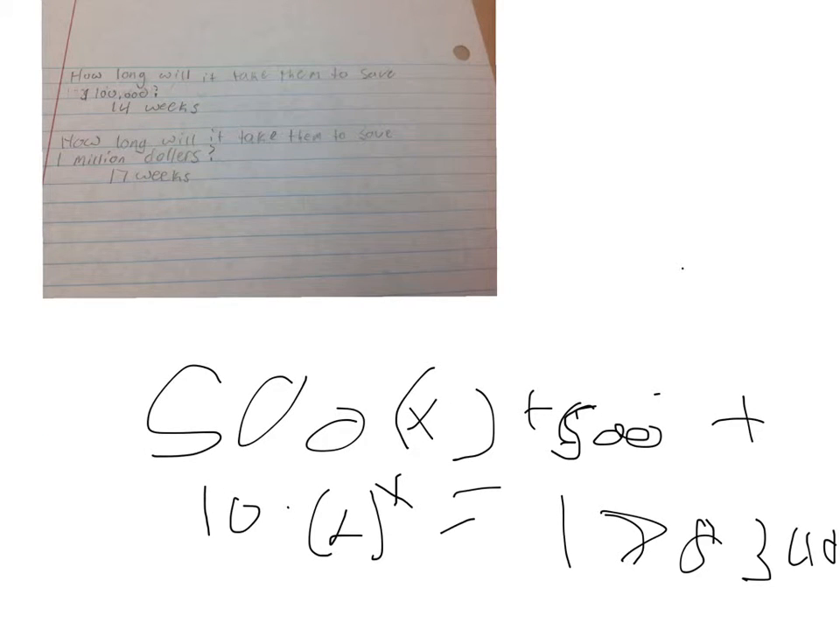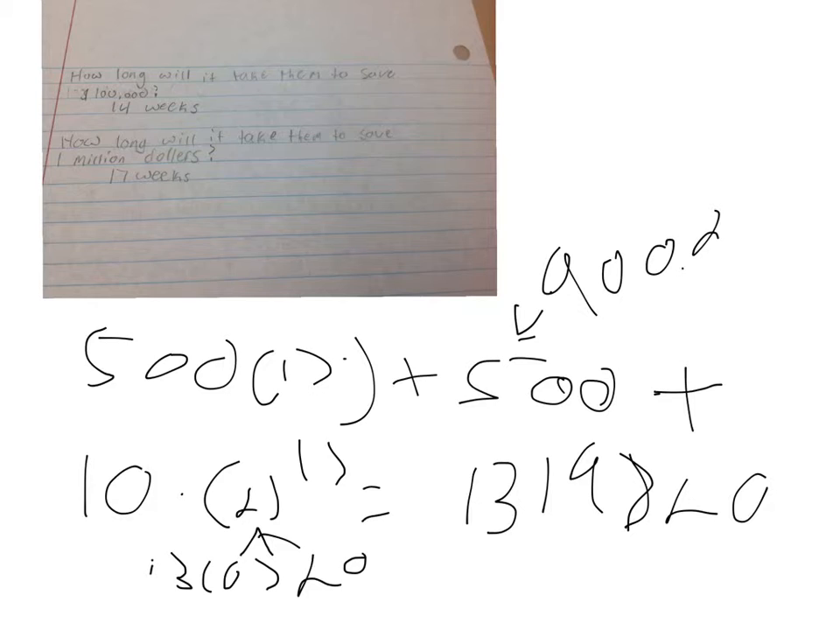This is our second to last problem, and we have 500x, which would be 14 weeks, plus 500, plus 10 times 2 to the power of 14 would equal 178,340, which is over 100,000.